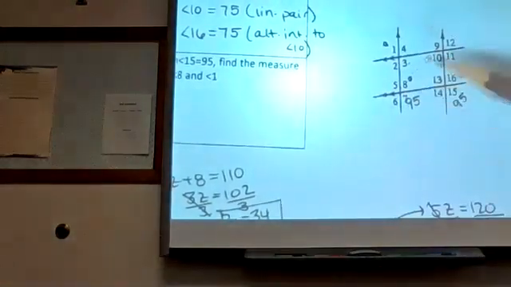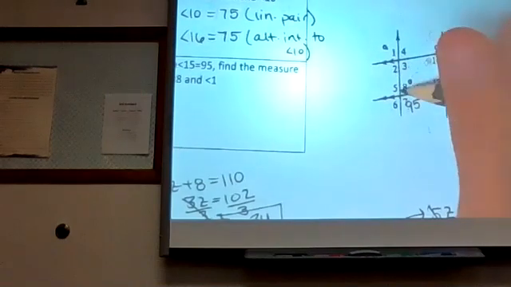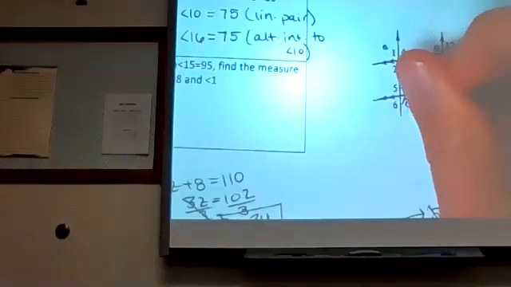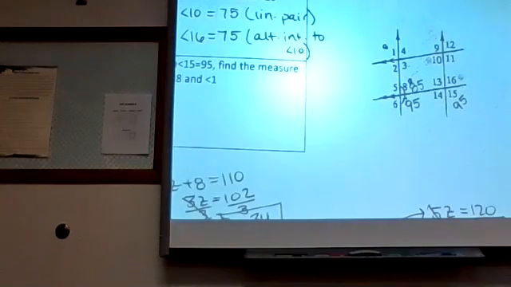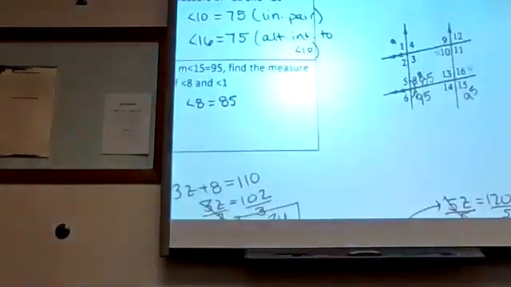And if I know 7 is 95, then 8 would be 85 because they create a line. Then 8 would be 85. Good. So angle 8 is 85, kind of having to problem solve through that.